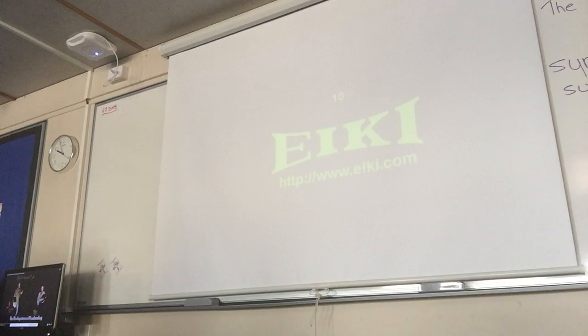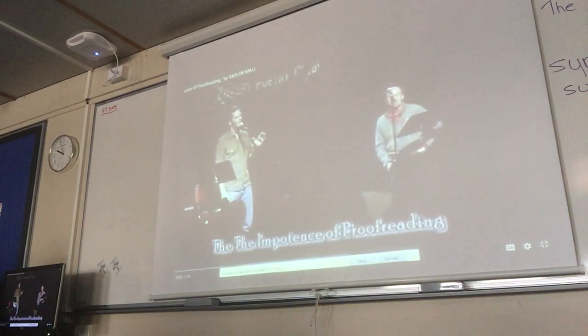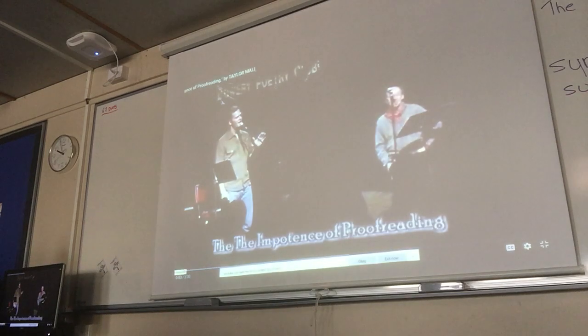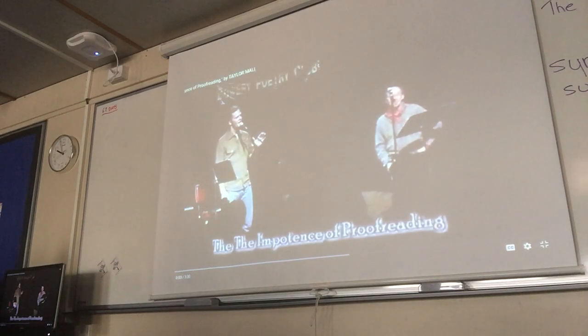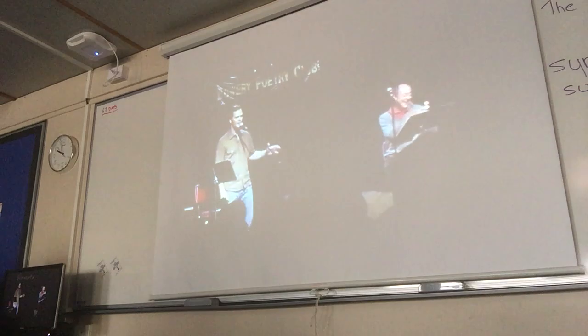Now you're going to need to listen really carefully. Are we? You are. One of the things about proofreading your work is finding all of those words that you have misused in one way, shape or form or the other. Okay? So this is a guy called Taylor Mali, who is a slam poet. I have no idea what it's called, you'll work it out pretty quick. It's called The Impotence of Proofreading.